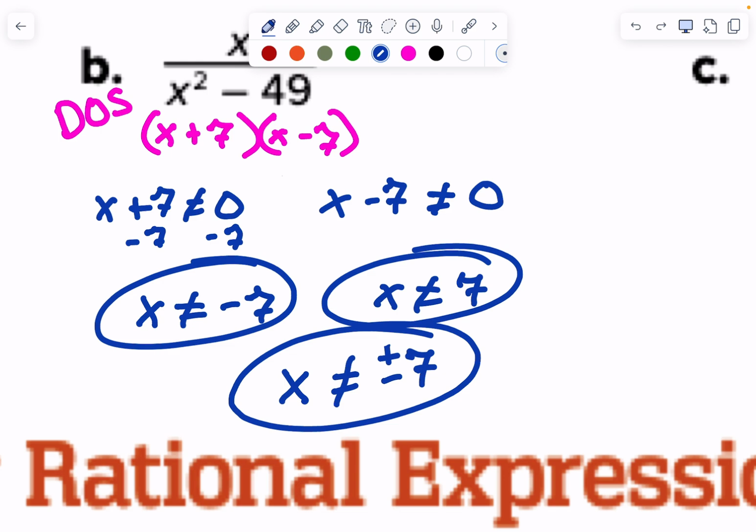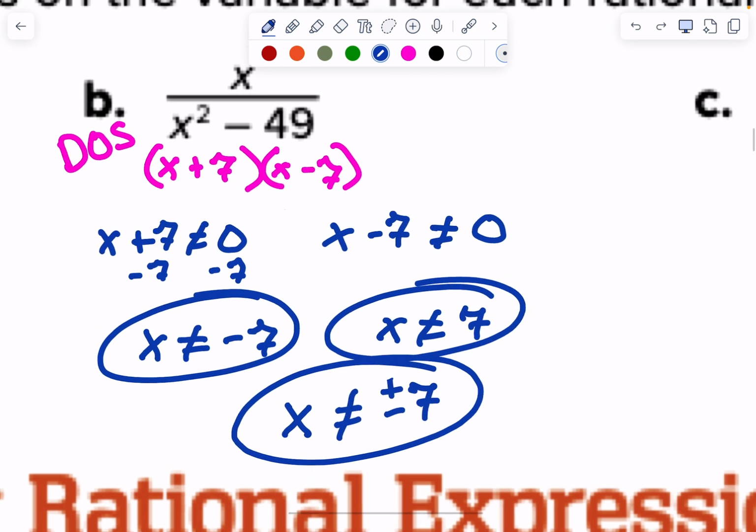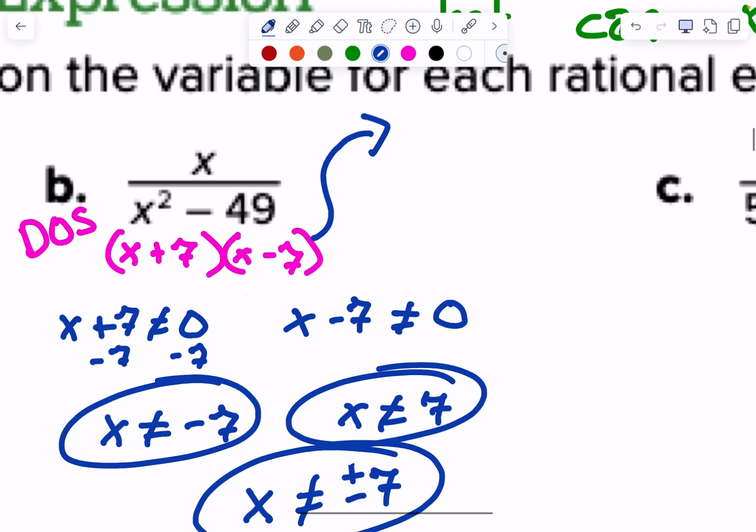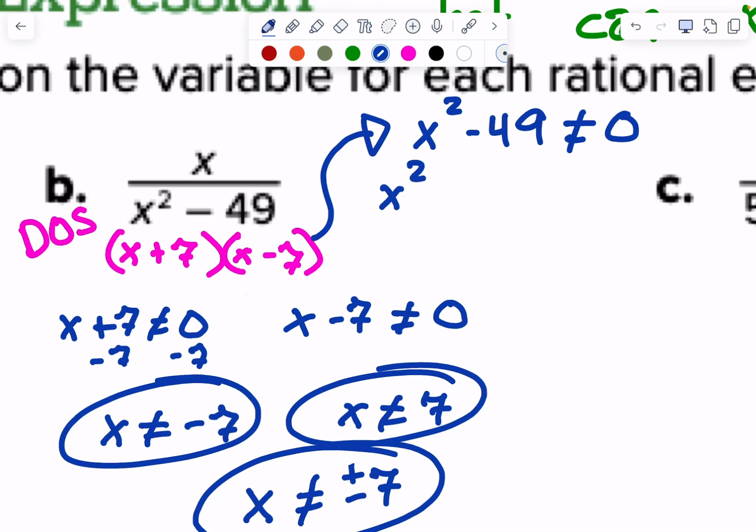Can you not break it down and just look at the thingy? Sure, kind of. Another way of thinking about it, if you don't know that that's a difference of squares, you could say x squared minus 49 can't be 0. If I add the 49 over, x squared can't be 49, and if you take the square root, the problem with that is, some people put just 7.